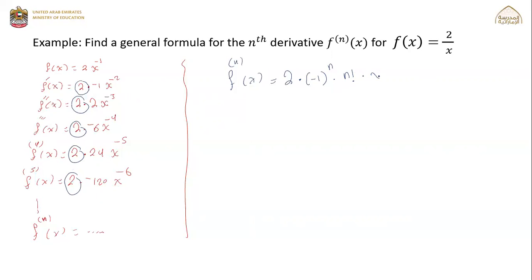Also, x is available in all terms, so I will put x, but the power is changing. The first derivative minus 2, second derivative minus 3, third derivative minus 4, after that minus 5, minus 6. So there is a minus, and the order of the derivative plus 1, because for the fifth derivative the power is 6, so 5 plus 1, and for the 4th it is 4 plus 1, which is 5. Number 3 is 3 plus 1, which is 4. And this is the general formula for the nth derivative for this function.